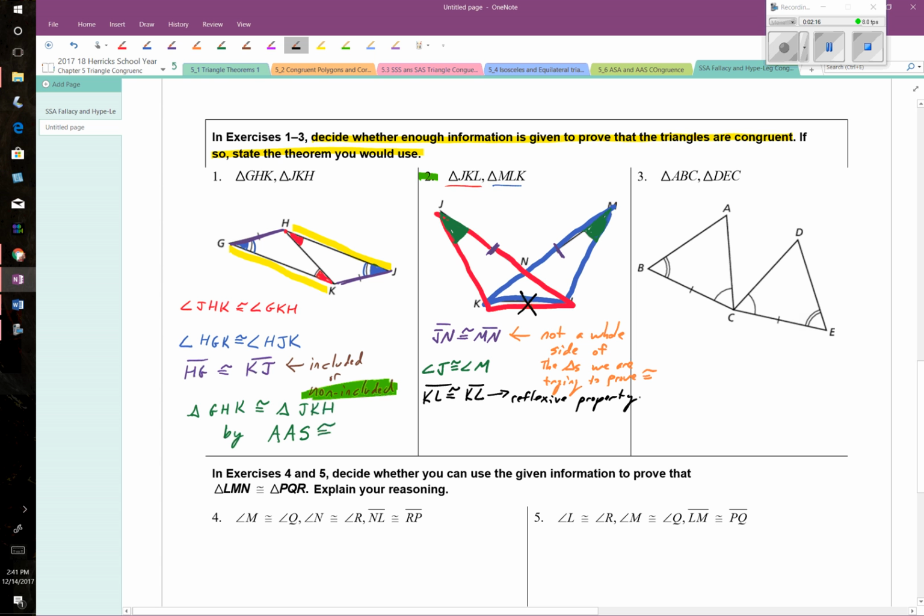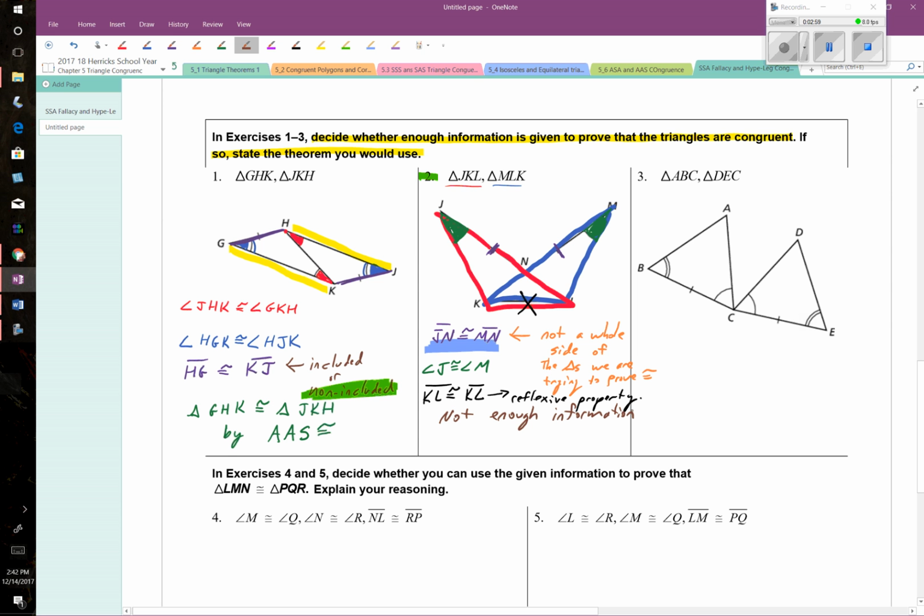Okay, now looking at it, I have two segments that are congruent and an angle, but the problem is one of the segments is not a side of the triangle. So this is not a side of the triangle. Okay, so we won't be able to do anything with this information. We don't have enough info to determine that these triangles are congruent. Not enough information, so we can't prove them congruent.